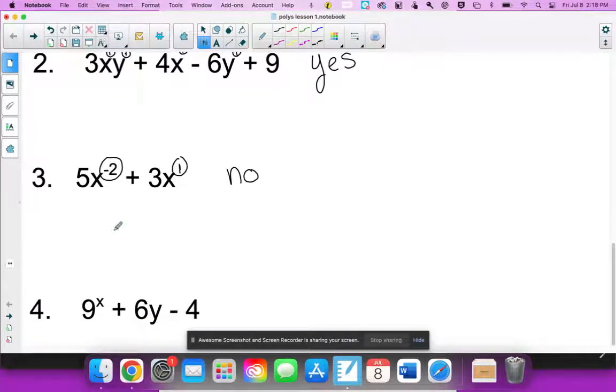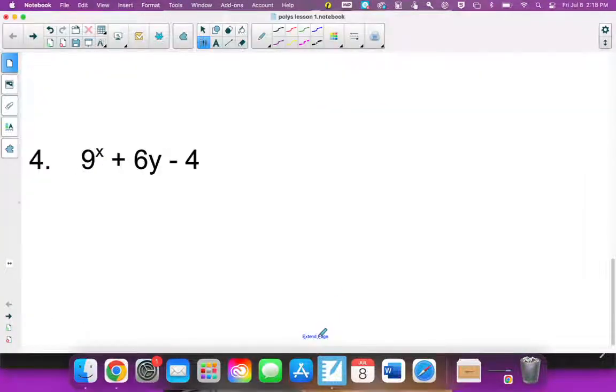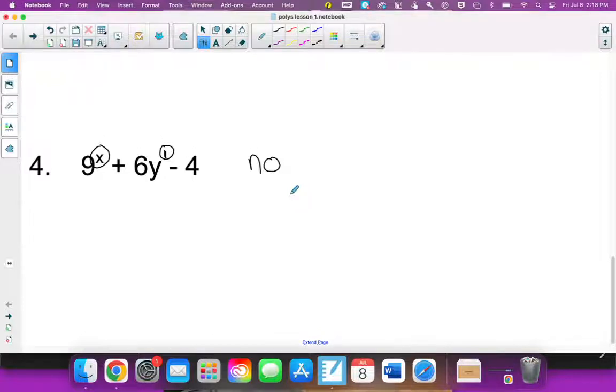All right, and check number 4. All right, again, check the exponents. That has an exponent that is a variable. So no, that does not qualify as a polynomial. And again, we're going to get to those later in the semester. Okay, so it's very important to be able to recognize a polynomial so that we know what we can work with, right? Because what we're doing right now only applies to polynomials.